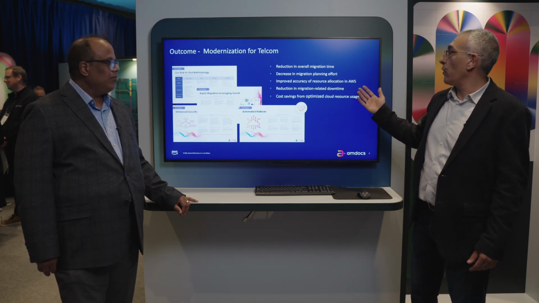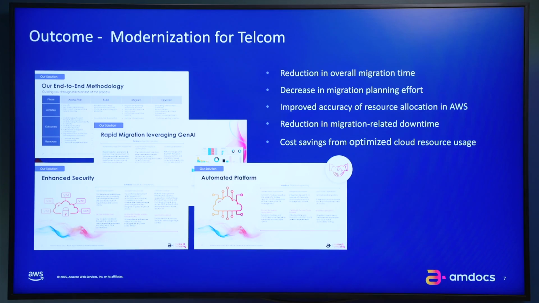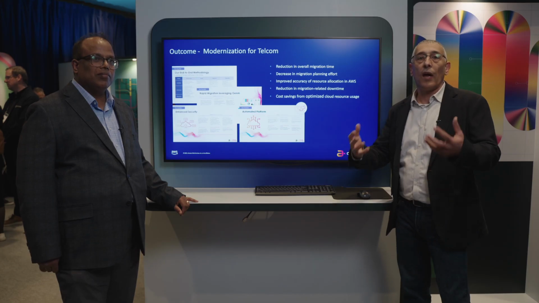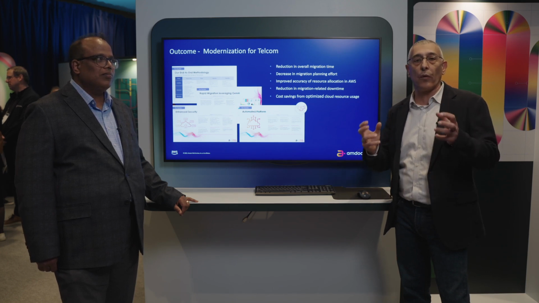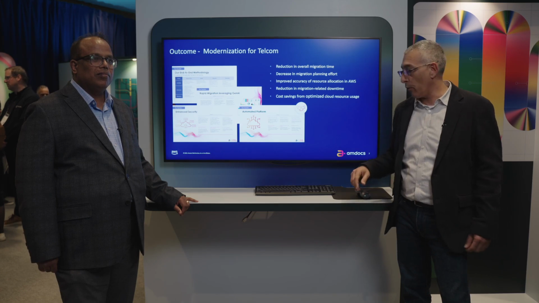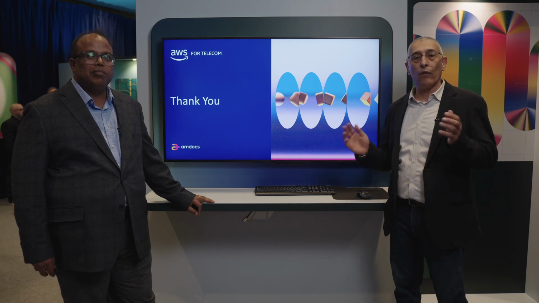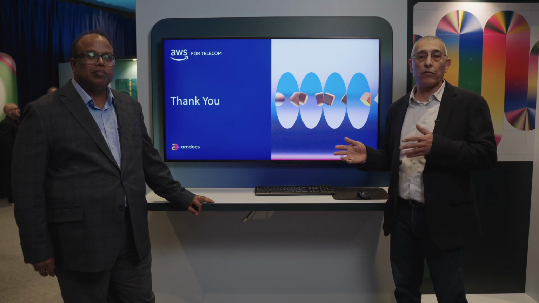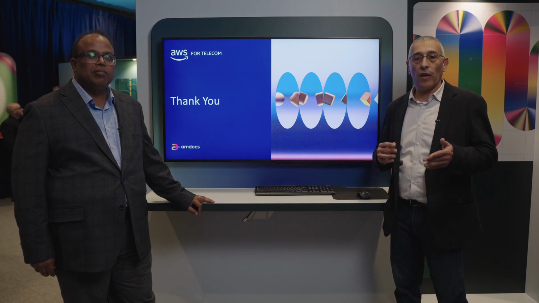So reduction in migration-related downtime as well with wave planning, and cost saving from optimized cloud resource usage by understanding the utilization, the real utilization of what you're running on your on-prem, and being able to adjust the right compute power that you really need to run it on your day-to-day operation. So to summarize, Q can do the heavy lifting for you. It can shorten the overtime from 18 months or 4 years to weeks and even days.